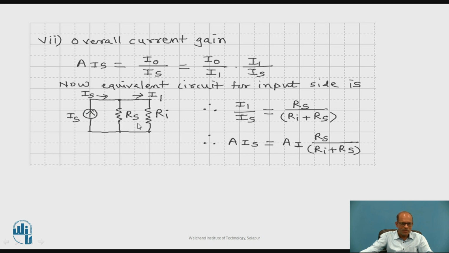Now current through Ri is I1 and the input, that is source current, is Is. Now there is a current division by Rs and Ri as shown, and therefore we can write down I1 by Is is equal to Rs upon Ri plus Rs, and therefore overall current gain AIS is equal to AI, and substitute this value of I1 by Is in this equation, so that overall current gain AIS is equal to AI into Rs upon Ri plus Rs, where Rs is source resistance and Ri is the input resistance seen at the input terminals.